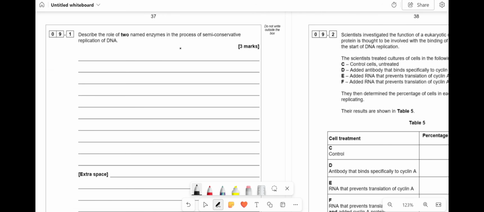So it says describe the role of two named enzymes in the process of semi-conservative replication. The examiner report says only about 25% actually got the right amount of marks because a lot of people were just writing all kinds of garbage. So here, one of the enzymes is DNA helicase, and what it does is it breaks hydrogen bonds between complementary base pairs. Many people were saying that it hydrolyzes them. Hydrolyzing is putting a molecule of water in. These hydrogen bonds are not having a molecule of water put in, so no.